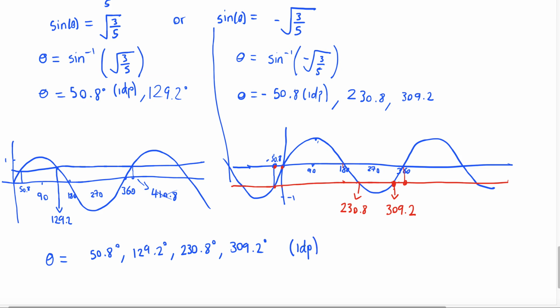One bit of advice as well, you can check by putting this theta back into your sine equation. So sine of 50.8, should that give you something close to the square root of 3/5? Obviously in your calculator you have to check what the square root of 3/5 is. Check it for 129.2 as well. So do sine of 129.2. Does it give you something close to the square root of 3/5? And of course for these two, the bigger solutions, check that they give you something that's approximately minus the square root of 3/5. It's a foolproof way of making sure that you get your marks. I mean, this is worth quite a lot of marks, a 7 marker, so it's worth it.